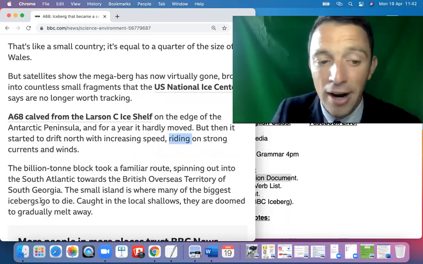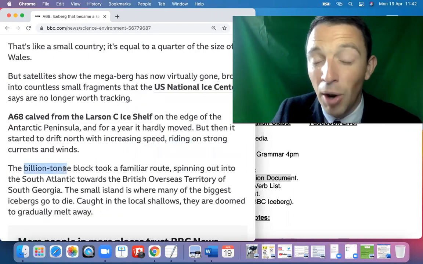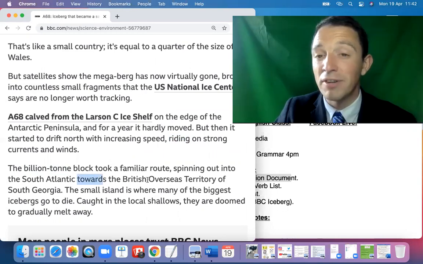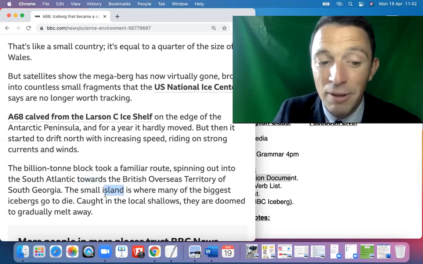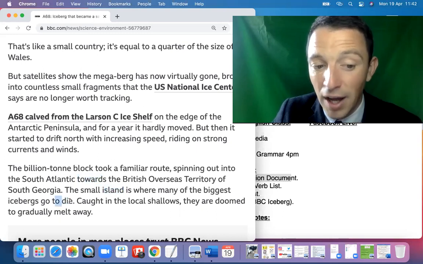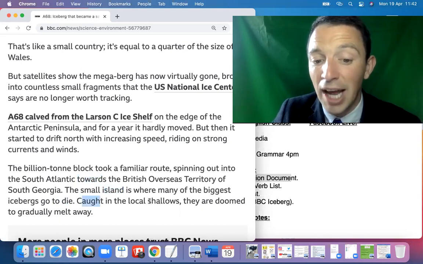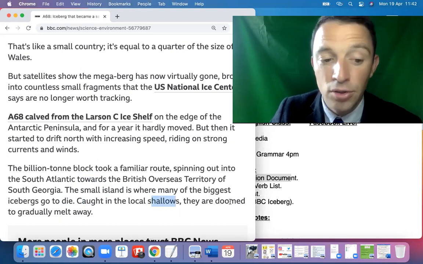And then the final paragraph, you can see the billion-ton block took a familiar route, spinning out into the South Atlantic towards the British overseas territory of South Georgia. A small island is where many of the biggest icebergs go to die. Caught in the local shallows, they are doomed to gradually melt away.